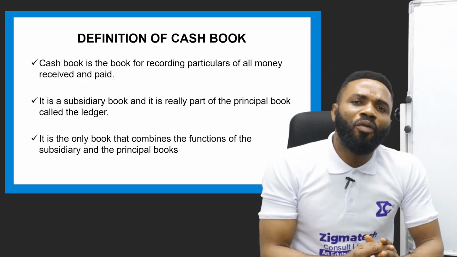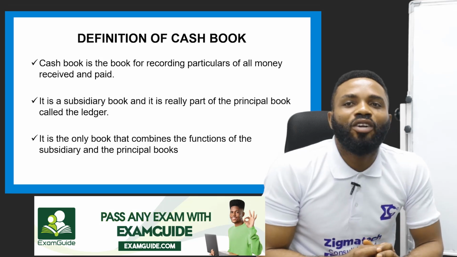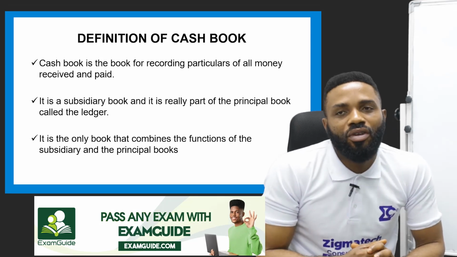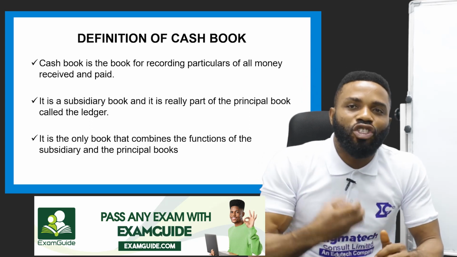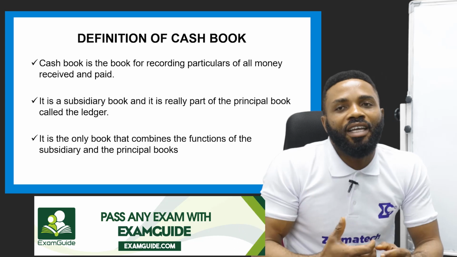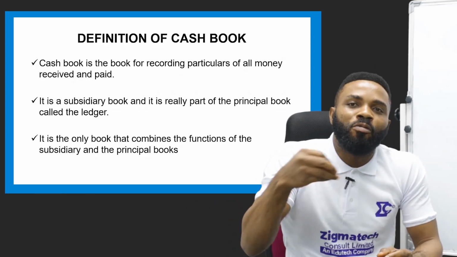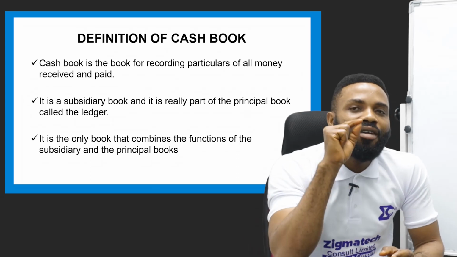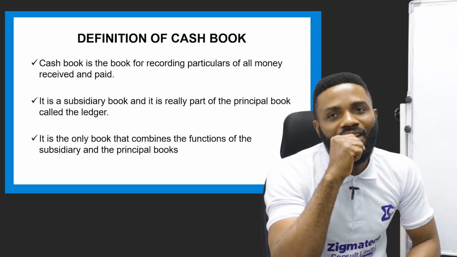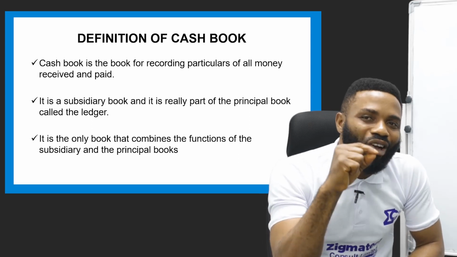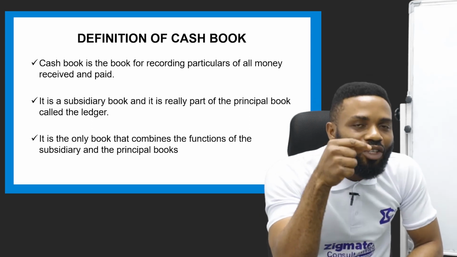And then the second thing I want to explain under cash book is that cash book is called a subsidiary book. What do I mean by subsidiary book? A subsidiary book is a subset of the ledger, the book of books. Now, a subsidiary book is a book of original entry. A book where transactions are recorded before they are posted to the ledger. That is what we call a subset of the ledger.